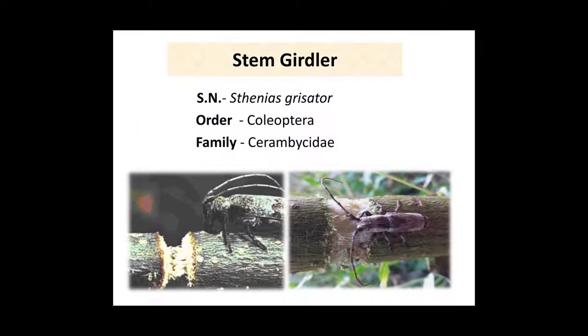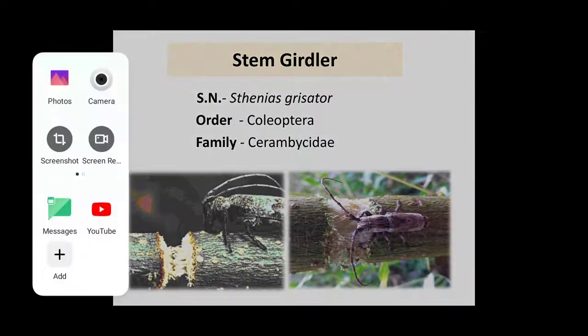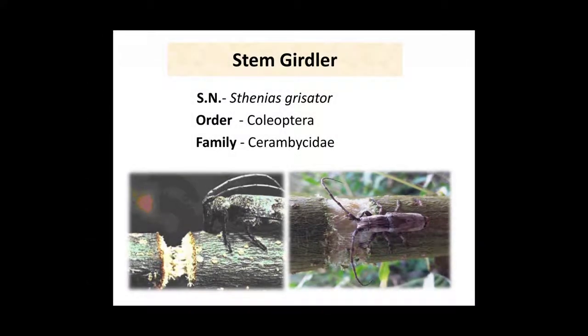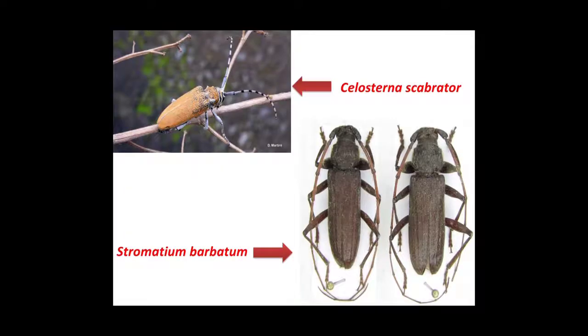Then the third and most important pest of the grapes is the stem girdler. The scientific name of grape stem girdler is Sthenias grisator. It belongs to order Coleoptera and family Cerambycidae. So these are the species of stem girdler. The first one is Celosterna scabrator, and in the second image we can see the second species, that is Stromatium barbatum.